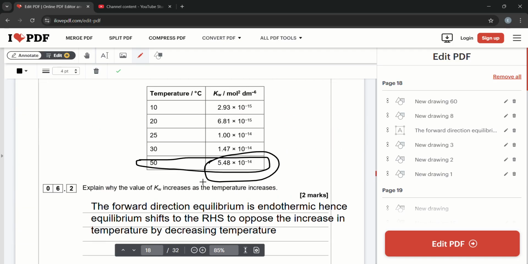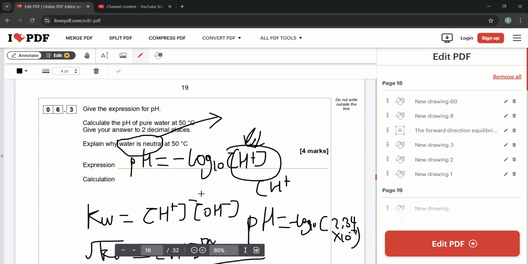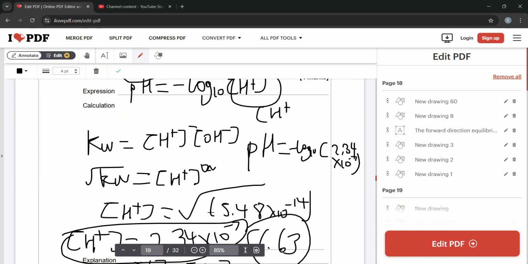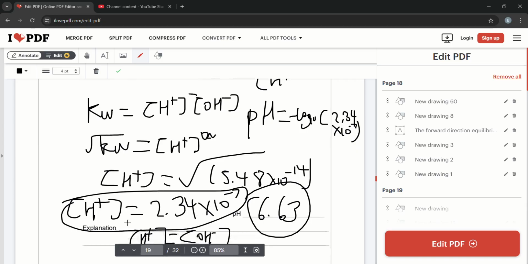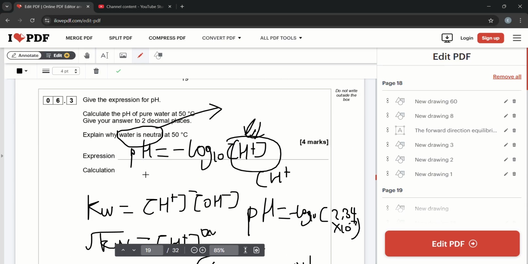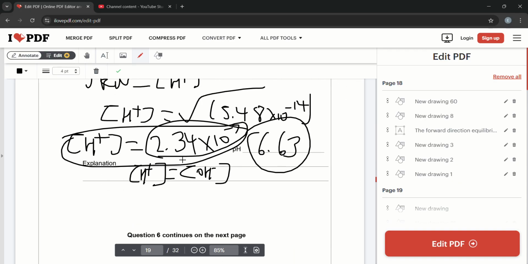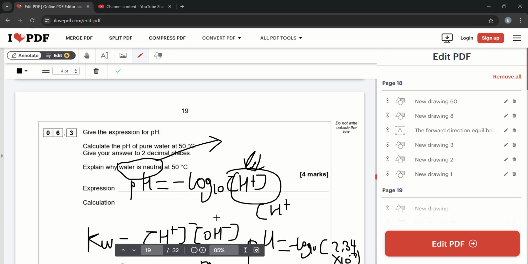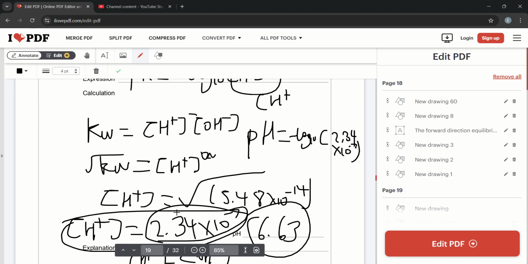And we know Kw is 5.48 times 10 to the power minus 14. [H+] is square root of 5.48 times 10 to the power minus 14. We get [H+] is this, and therefore we can say pH is equal to minus log10 of 2.34 times 10 to the power minus 7. pH is 6.63 to 2 decimal places.